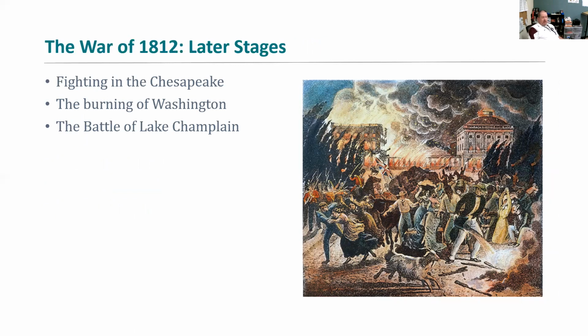Fighting in the Chesapeake, the British are successful. They were actually fairly successful in a lot of it. So, I mean, even in 1814, the British are on some levels winning the war. They attempt to capture a fort in Maryland. They're trying to sack D.C. They burn the White House.